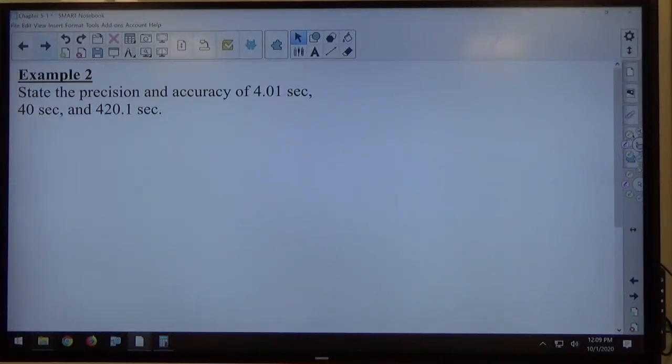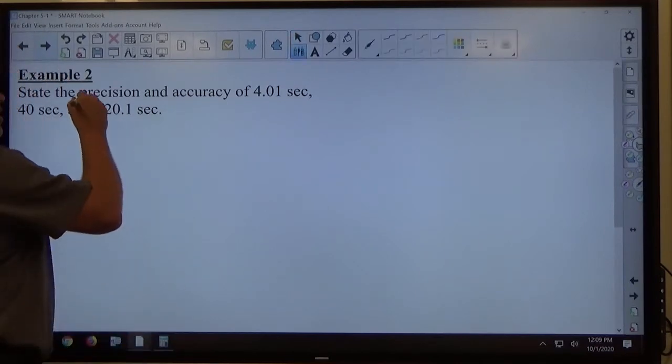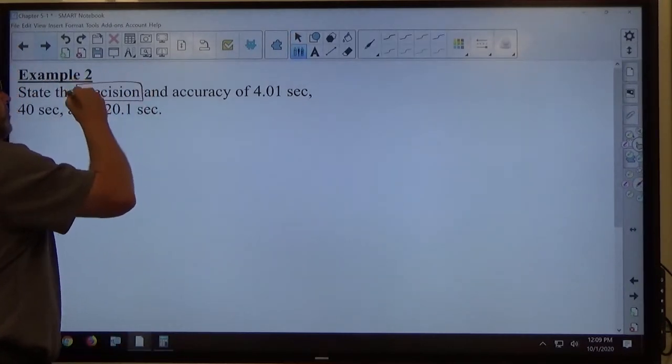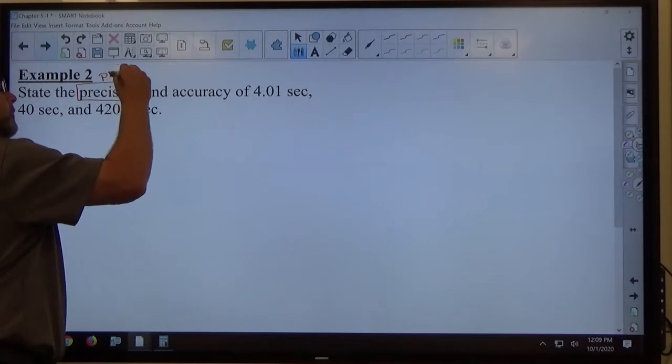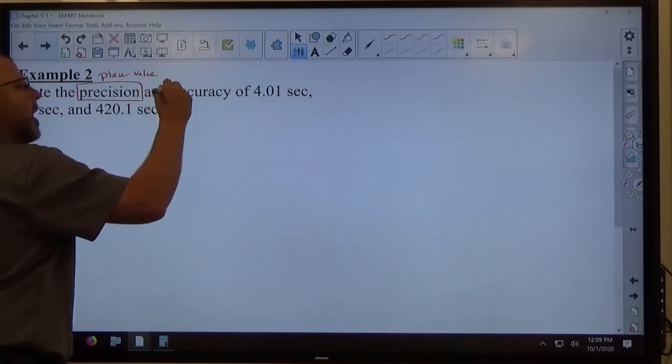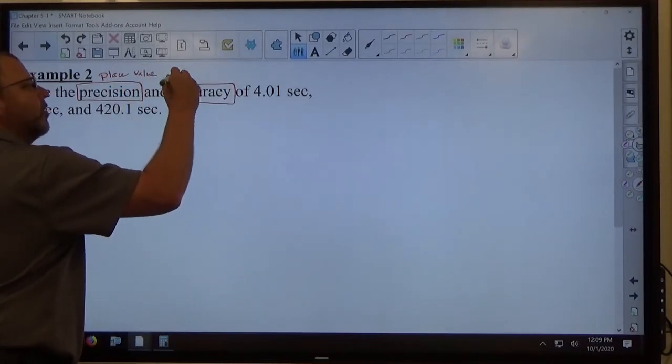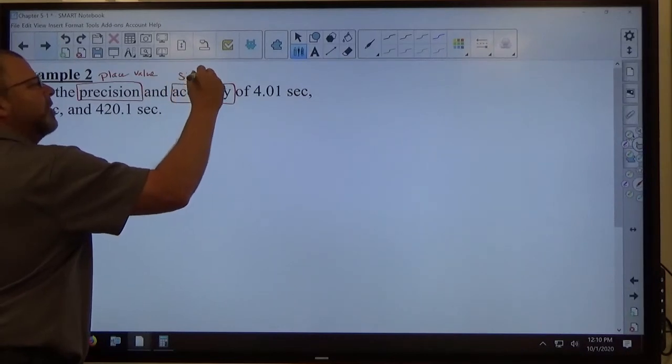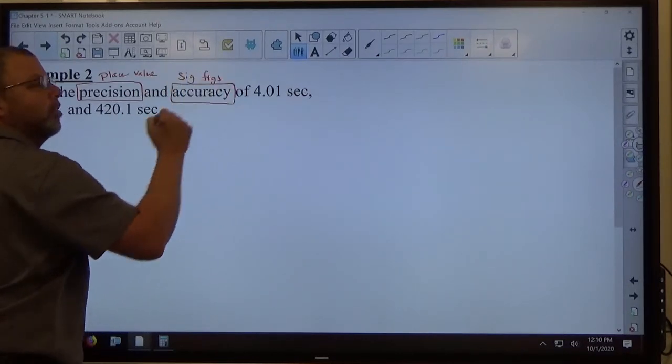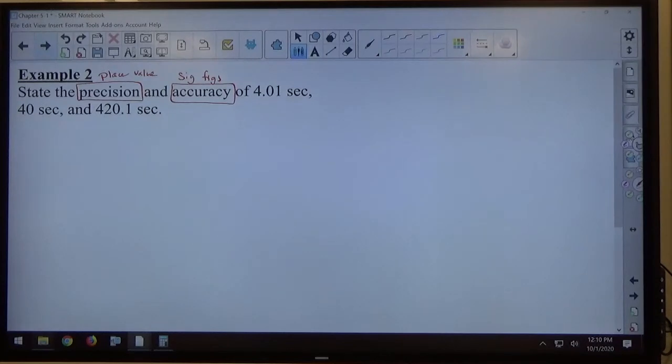Example 2 is asking the precision and accuracy of these. Precision has to do with the place value, and accuracy has to do with significant digits. Again, I'm going to say sig figs just because it's easier to say than significant digits. Significant figures is usually how they're referred to, so sig figs is the shortcut. All right, so let's look at the place value.